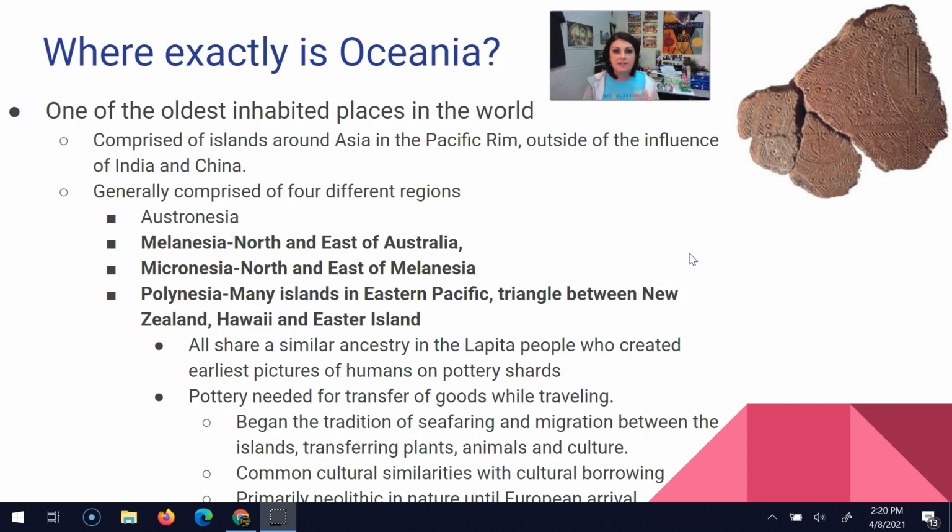So you have this seafaring culture that uses pottery to be able to transfer plants and animals and water as they travel between islands and islands and islands. And naturally, as people travel, their culture will travel with them. But even if it's just a short distance between islands, the culture could be just a little bit different.